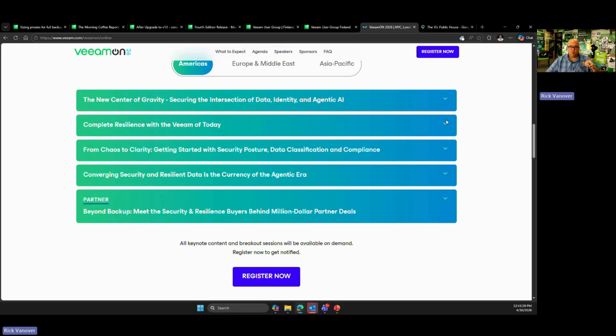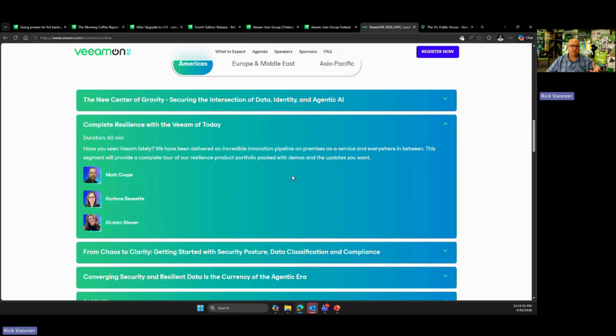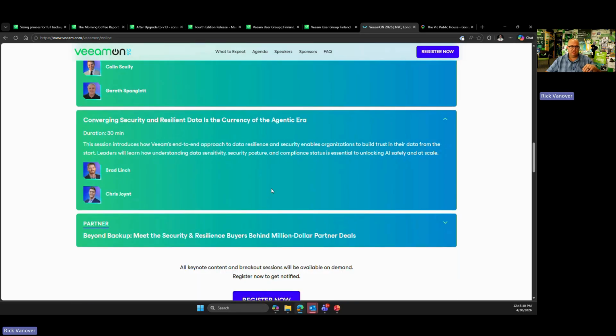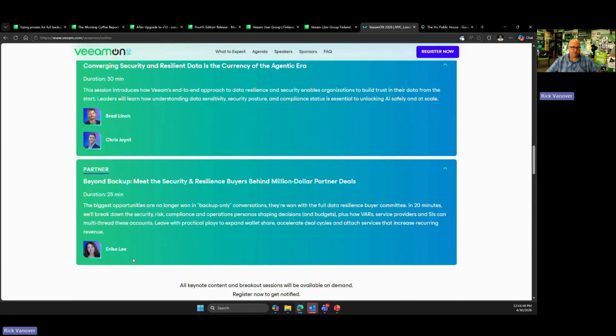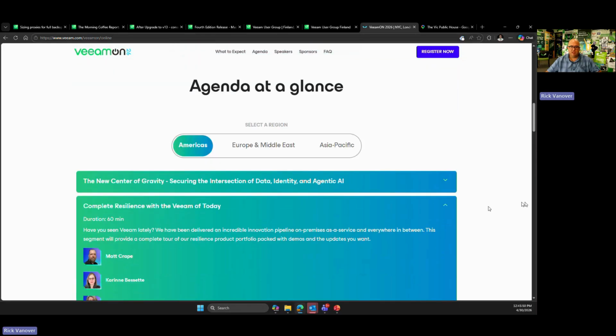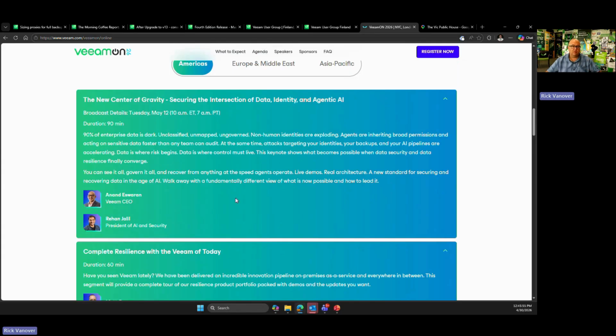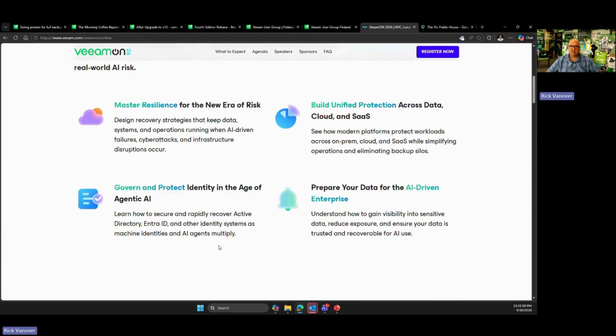In fact, this one with Kirsten and Corinne, they do a lot of demos of the resilience products. Let's see, we got Colin and Gareth talking about data classification. Over here, we got Brad and Chris talking about converging security and resiliency, really where those two parts of the portfolio combine. We've got a partner session for those of you who work for our partners. And then also Anand and Rehan, that's the keynote, right? So that's kind of the run of show. So really good stuff. Check this out.